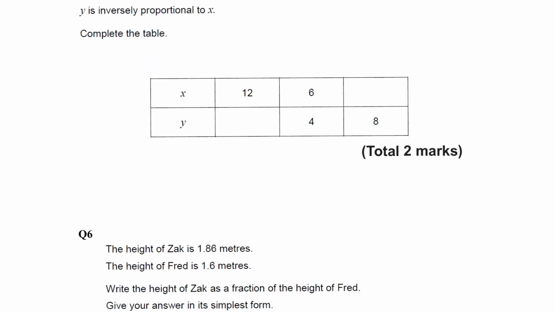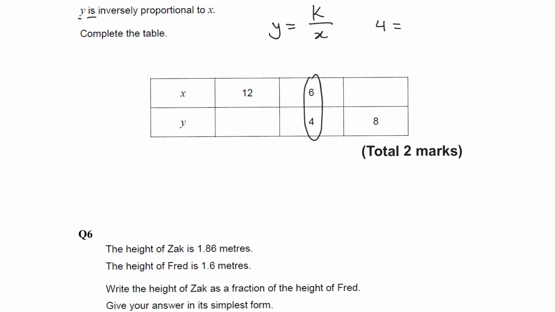Then the next question goes on to say that y is inversely proportional to x, and it wants us to complete the table. Before we complete the table, we first of all need to work out the formula. So y is our equal sign, and then inversely proportional means our constant k would be divided by x. So we need to actually work out what the constant is first. In order to do that, we can see here that we have both the 6 and the 4. So if we substitute those values in, we can work out our constant k.